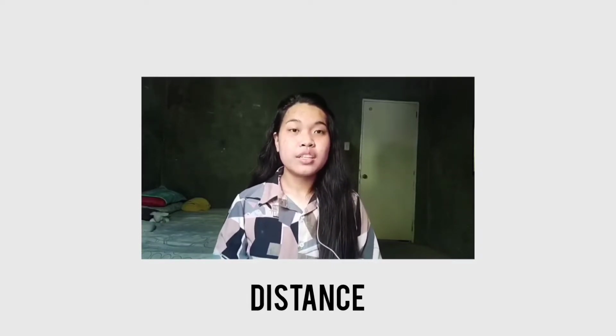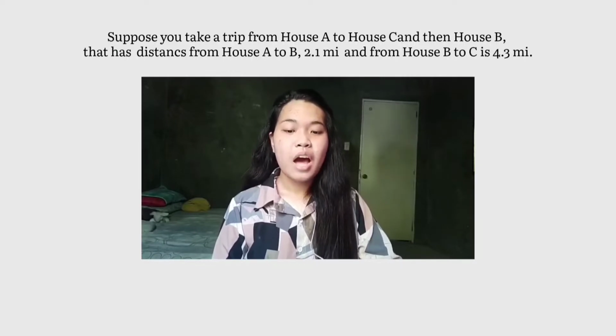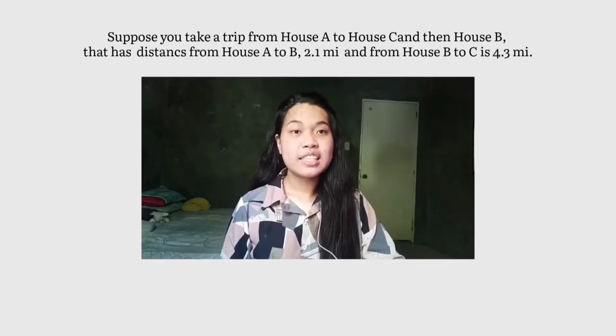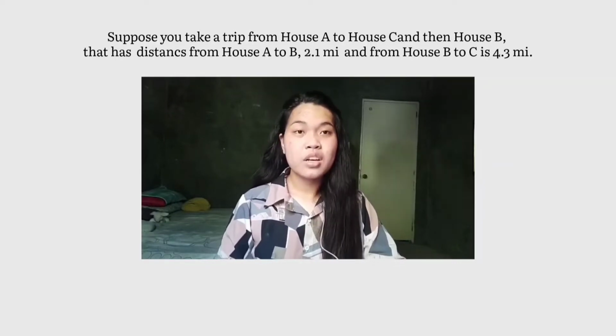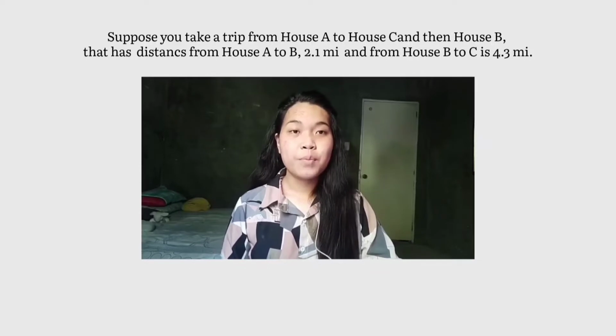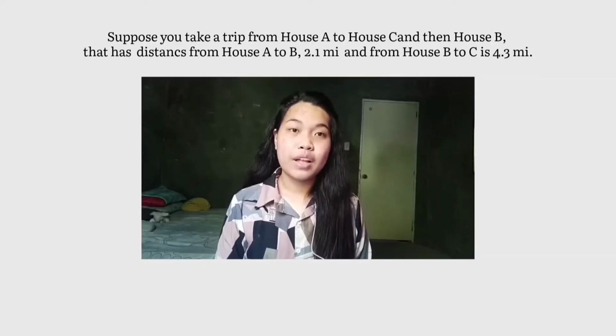In this video, I will discuss how we can find and solve a problem that is looking for its position, distance, and displacement. Of course, by solving a problem. And here's our problem. Suppose you take a trip from house A to house C and then house B. That has distance from house A to B, 2.1 miles, and from house B to C, we have 4.3 miles. In this problem, we have three questions that we need to answer.